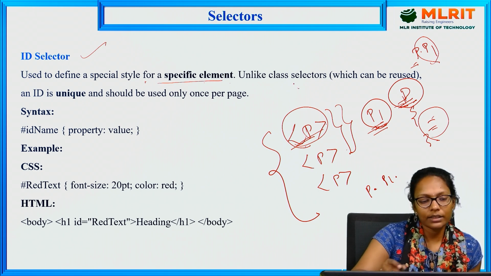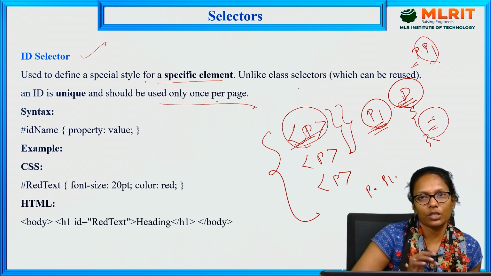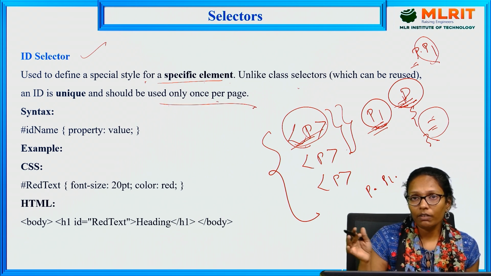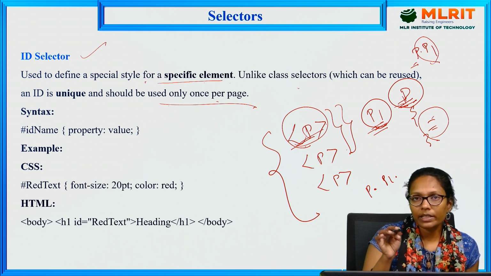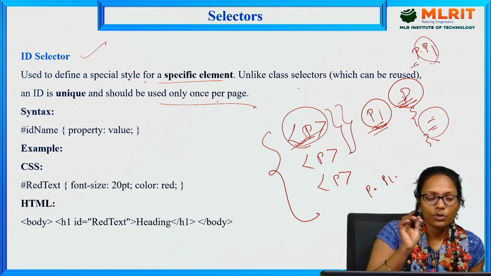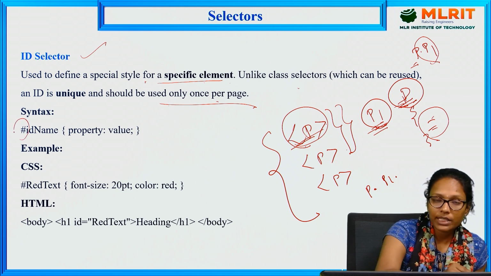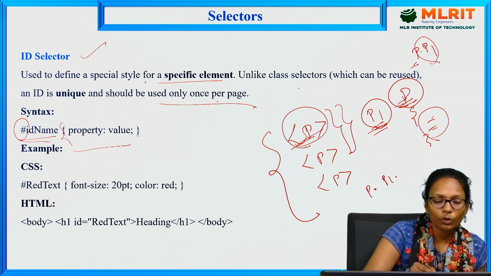Unlike class selectors, an ID is unique and should be used only once per page. Right? So even if you have 100 elements, this will not be applied to all 100 elements. You are applying this only to a specific element. An ID can be specified using a hash followed by the ID name, and then you provide the set of properties.